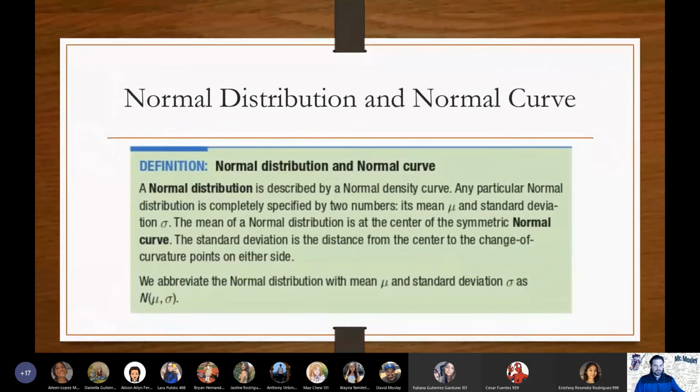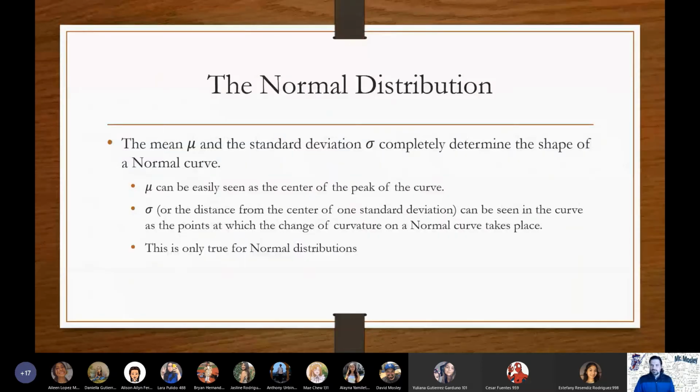Oopsie daisy. Didn't mean to do that. So this is again our setup here for the formal definition of a normal distribution. Okay. Can you raise your hand if you need more time to write any of this down? All right, looks good.